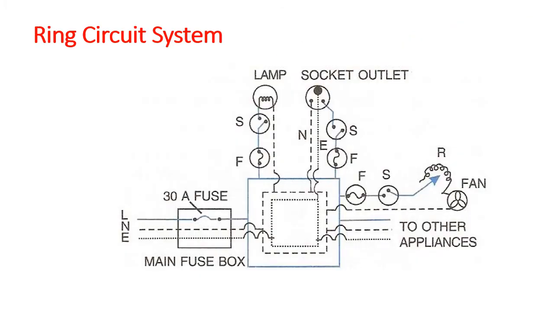Now the domestic circuits in the house are of two types. One is the ring and the other is the tree. This is a ring circuit. You can see the line coming from outside, the neutral, the earthing and the live wire with the fuse, and a ring is made to complete the circuit. The live wire completes this ring.